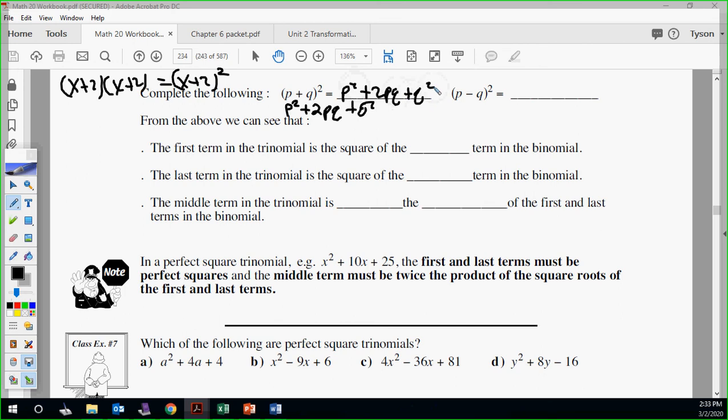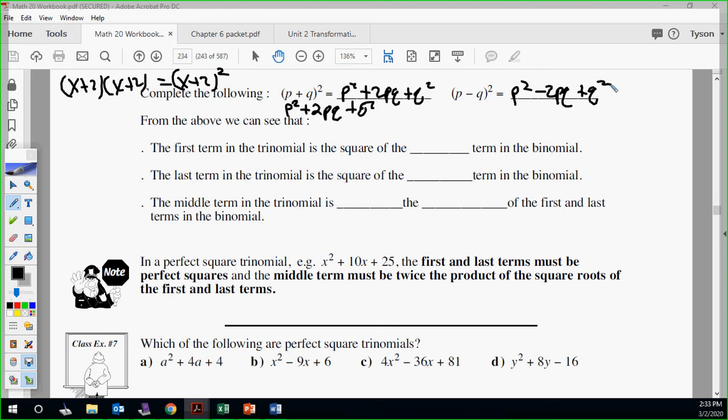And this one's the same exact thing except for a minus 2pq. Okay? That is the pattern of perfect square trinomials. The front and back are squared. The middle is 2 times the front and back multiplied.